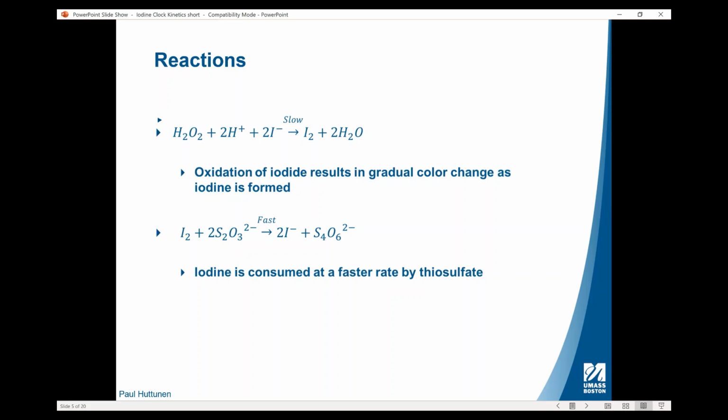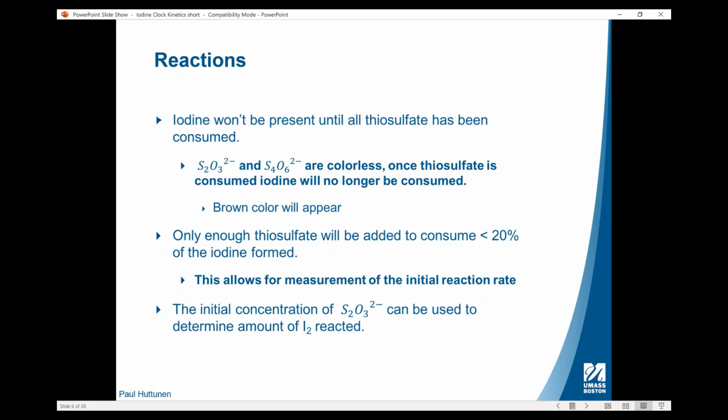Now, we need a way to measure how much hydrogen peroxide and iodide are being converted. And we can do that by using a third molecule, and that third molecule is thiosulfate. So we are using thiosulfate to consume a known amount of iodine.